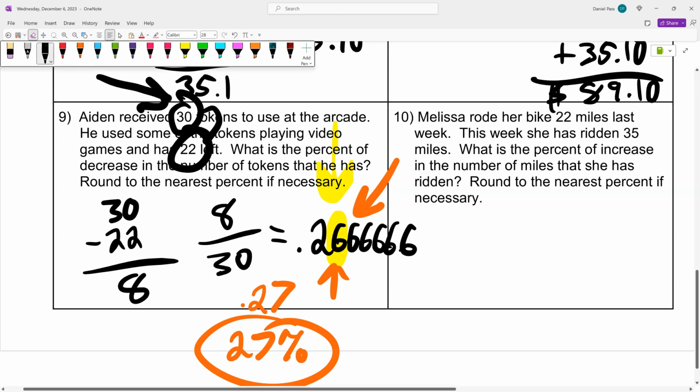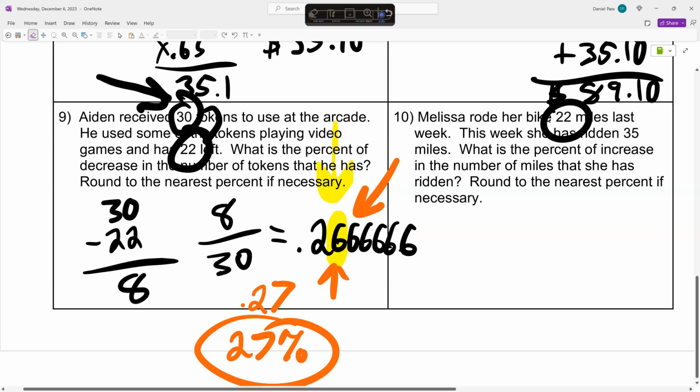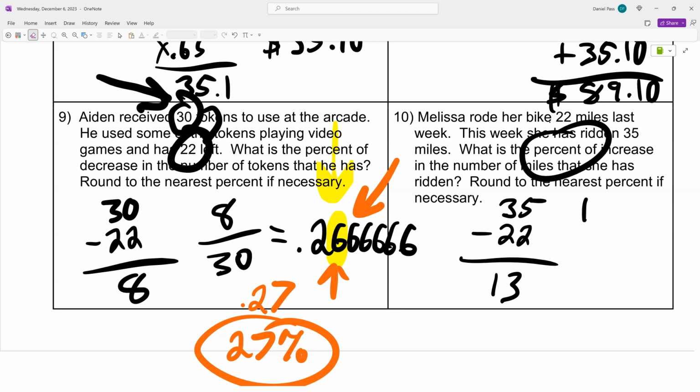Any questions? No, okay. Now Melissa rode her bike 22 miles, but this week she rode her bike more. So how much did it change? By 13. How did we find that? By subtracting. So there's a 13 difference, but we need to find the percent, so we divide 13 divided by 22. And what does that make?